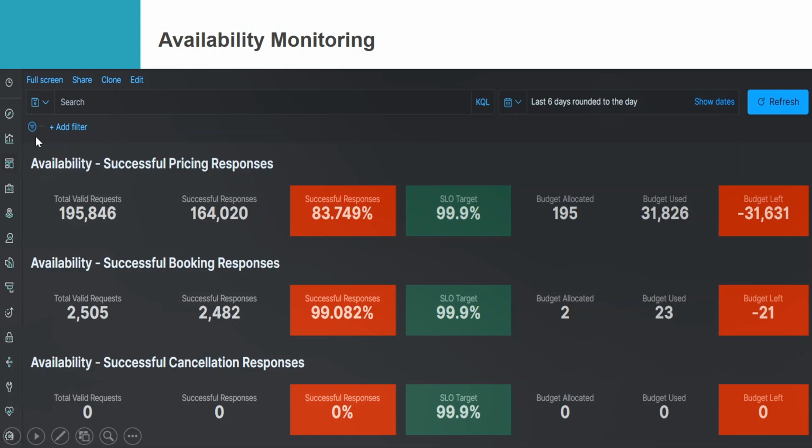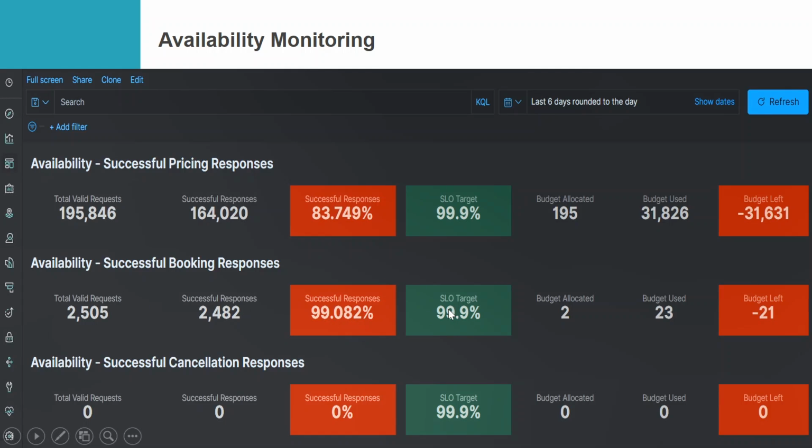Like in banking, we are doing forex trading. The customer sees a price and the customer books. The total valid customer bookings that happened were 2,505, and the successful responses we got were 2,482. So we got 99.08%. If it is 99, we are in the exact position, so we are happy with the SLO we agreed, but it's like 99.0882.